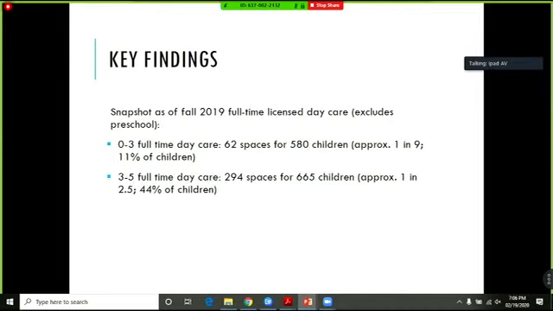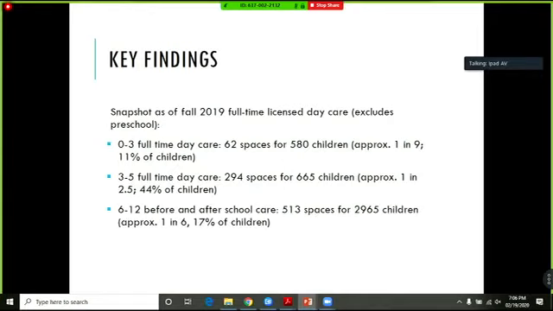at that age. So between 3 and 5 years old for full-time licensed daycare, the scenario is a bit better. There are 294 spaces for 665 children, so approximately 1 in 2.5 children, or 44% of children of that age, have access to full-time licensed daycare. And for before and after school care, this is where the numbers are the lowest. So we're looking at children between 6 and 12 years old. There are 513 spaces for 2,965 children, so approximately 1 in 6, or 17% of children, can access before and after school care.